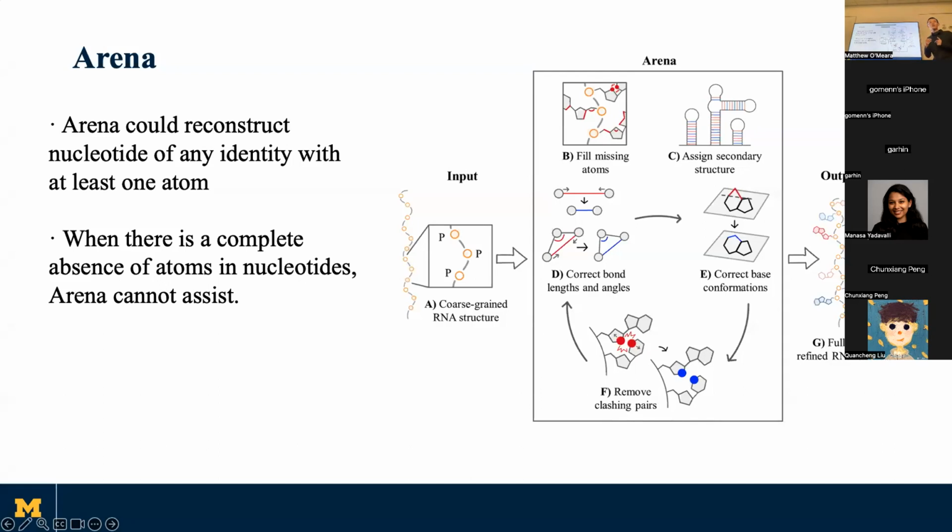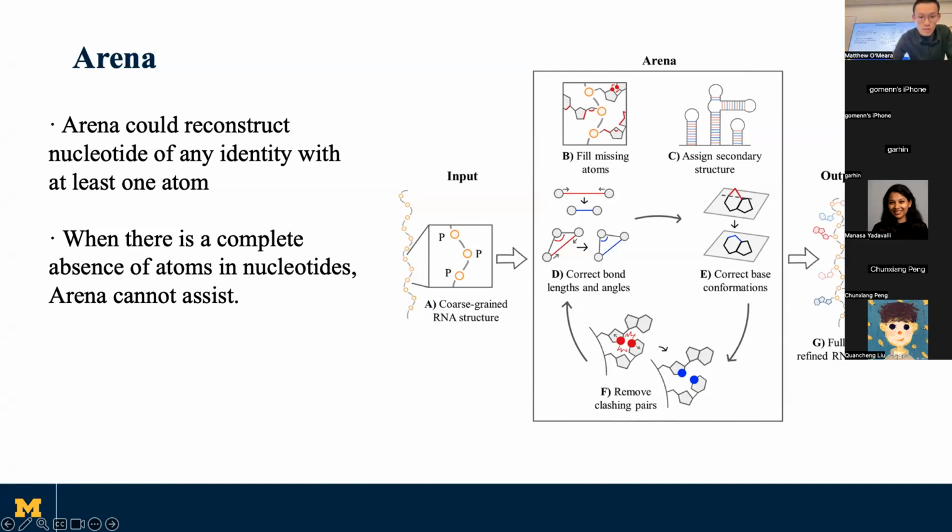Thank you. Globally, we have RNA, a deterministic program to reconstruct nucleotides of any identity with at least one atom. As long as the RNA structure has at least one atom per nucleotide, it can reconstruct the full structure, but it cannot help with structure without any atom in it. So it can be used as an optimization algorithm instead of a program to generate initial configurations.